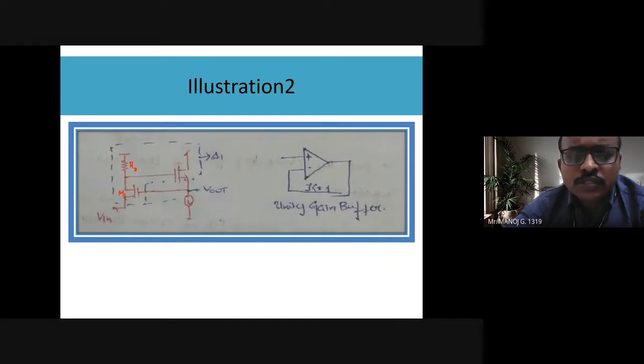Just check you got the same thing. What he has got is GM into RD divided by 1 plus GM into RD. K value is 1, that's already given. Thank you, Mantno. Right, now let's go to the second parameter. What is the second parameter, Mantno?